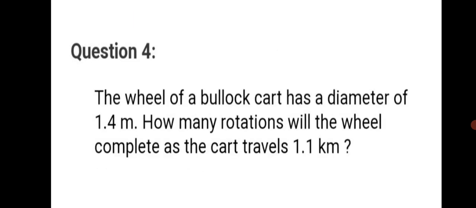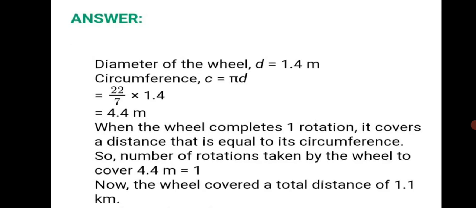Question number 4. The wheel of a bullock cart has a diameter of 1.4 meter. Now we have got a diameter here. How many rotations will the wheel complete as the cart travels 1.1 kilometers? So let's have a look at the answer. Diameter of the wheel, we write first D is equal to 1.4 meter. So we can easily find the circumference. So circumference, that is C is equal to pi D. We use pi D formula because we have diameter here. So 22 upon 7 into 1.4 is 4.4 meter.